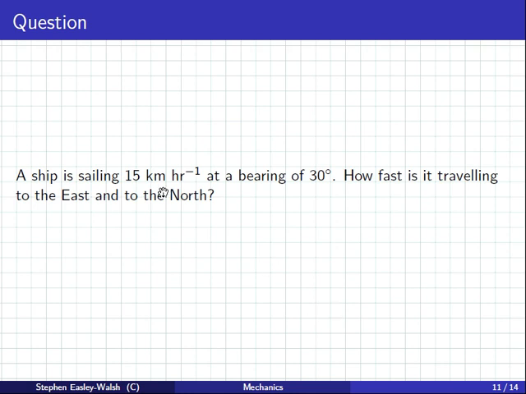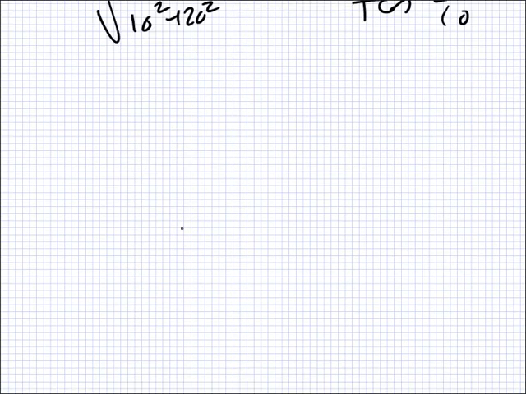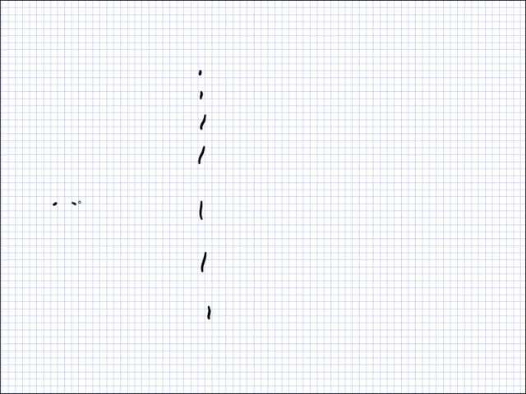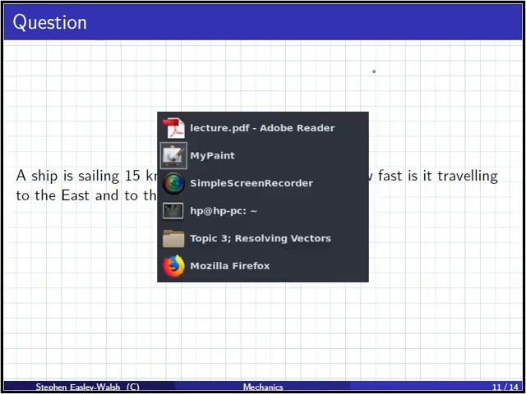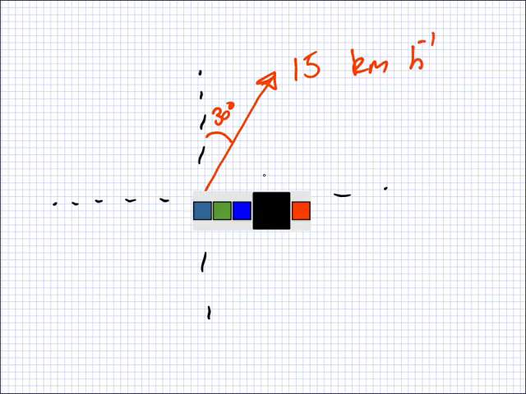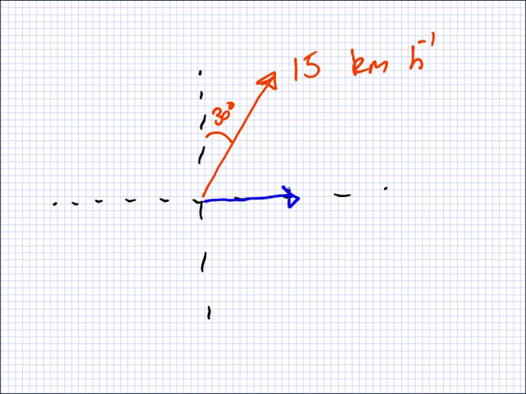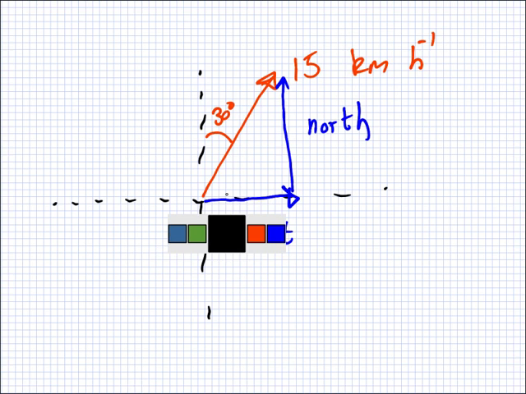A ship is sailing 15 kilometers per hour at a bearing of 30 degrees. How fast is it traveling to the east and to the north? So what you have is a ship at bearing 30. Do you remember which way bearing is measured? From the north. So the ship is going this way at an angle of 30 degrees, and its speed is 15 kilometers per hour. I want to know what the east part is, and what the north part is. Okay, try that.